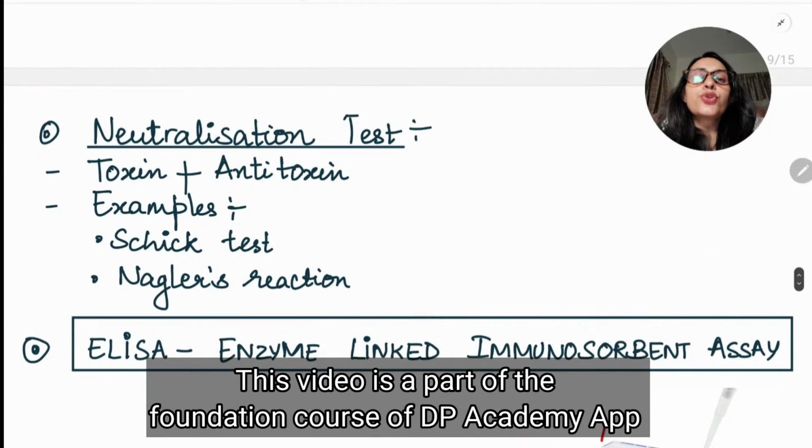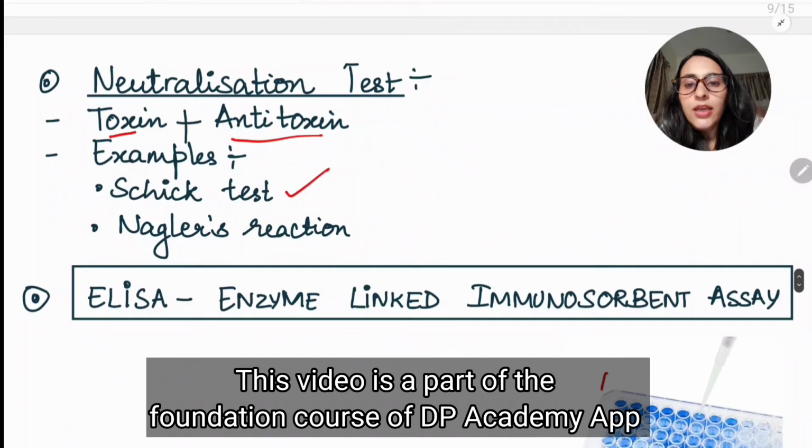Then next test is neutralization test. Neutralization means we take the toxin, we take the antitoxin, and it is neutralized. For example, for snake bite, you would give the antivenom, antitoxin. Toxin plus antitoxin is going to neutralize it. Examples are Schick test, that is done for Corynebacterium diphtheriae. Another test is the Nagler reaction, that is done for Clostridium perfringens. Both are done in micro.